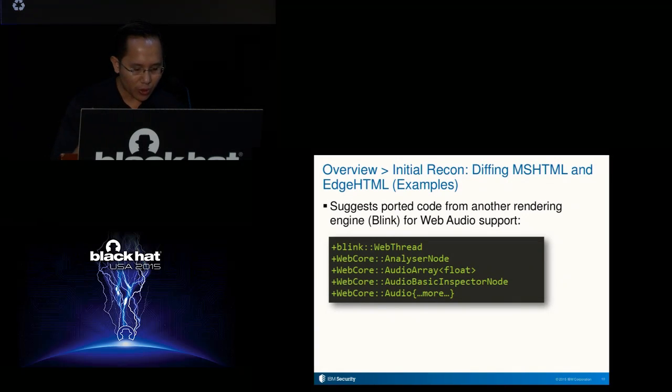Some interesting output you will find includes new namespaces or classes that suggest ported code from another rendering engine. The example shown suggests ported code from another rendering engine, Blink in this case, for the new web audio support in EdgeHTML.